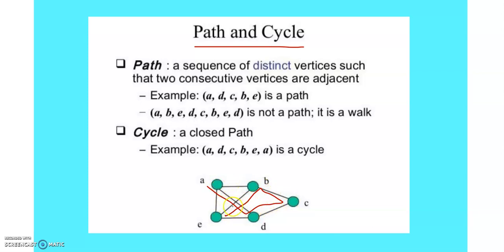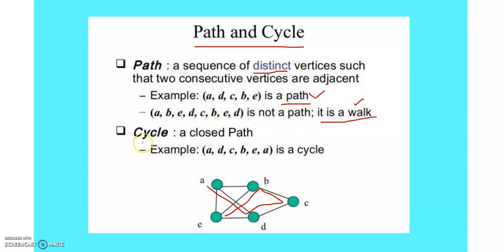In another way also you can write a path. This is called a path. Now what is this? It is not a path, it is a walk. Why? Because here you can repeat the same vertex, but in a path you cannot repeat, because a path means a sequence of distinct vertices. Here vertex A is not repeating, but in this one vertex B is repeating, D is repeating, E is repeating. So this is not a path, but it is a walk.